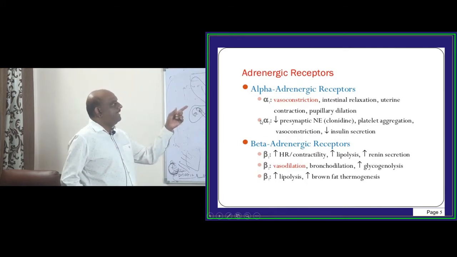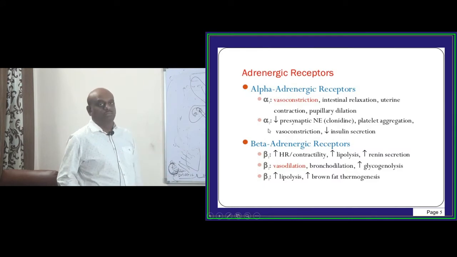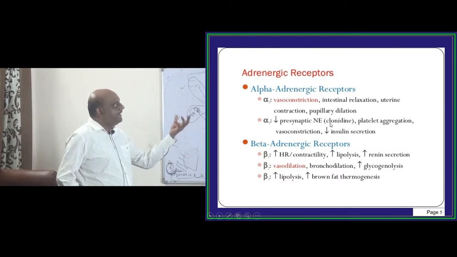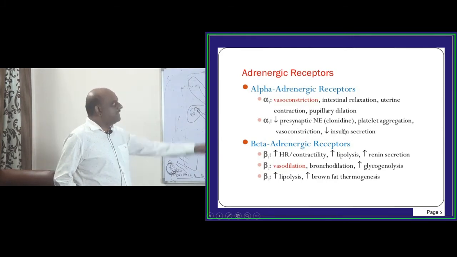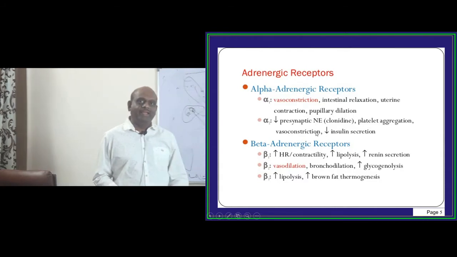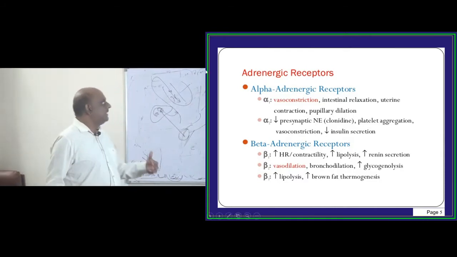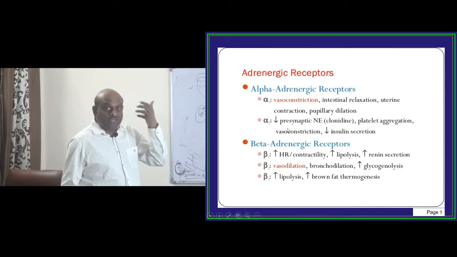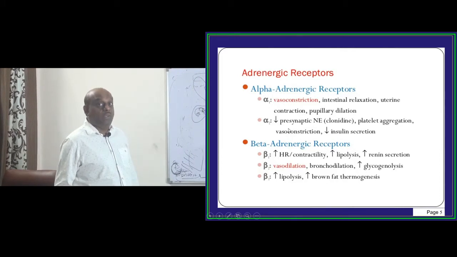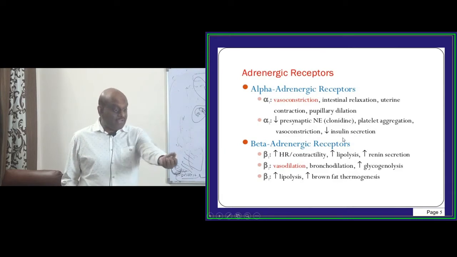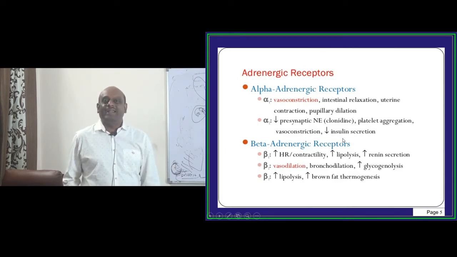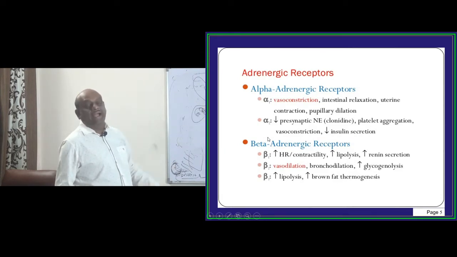If you look at the alpha 2, it is presynaptic. So it decreases the norepinephrine production. That's the reason clonidine-like drugs, what do they do? They go and cause the alpha 2 receptors to get stimulated. They're alpha 2 agonists and that decreases the sympathetic output.